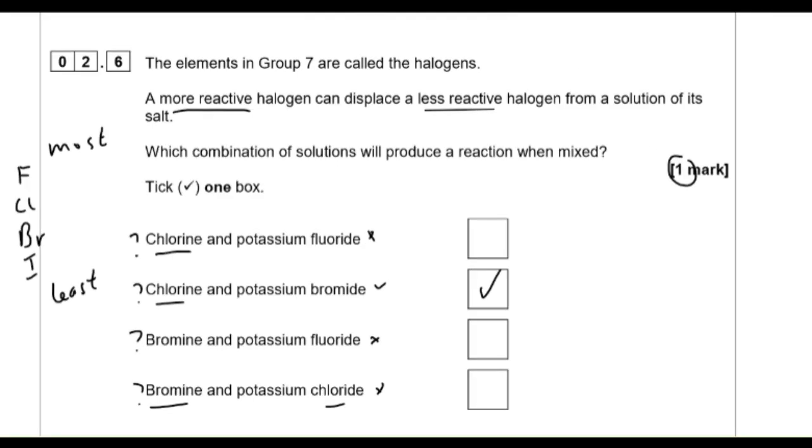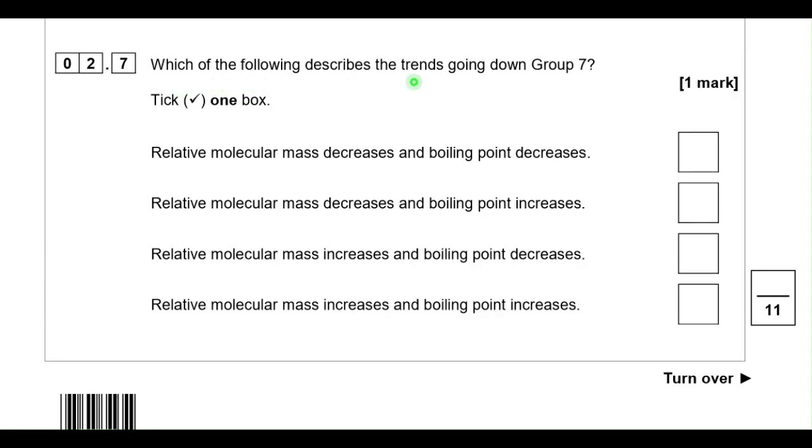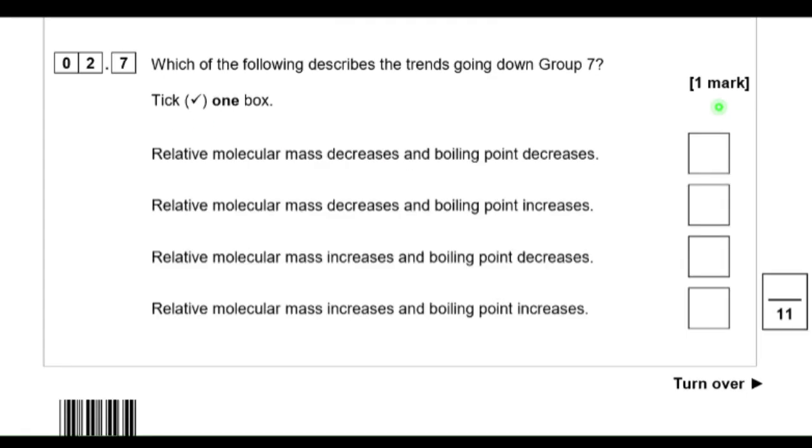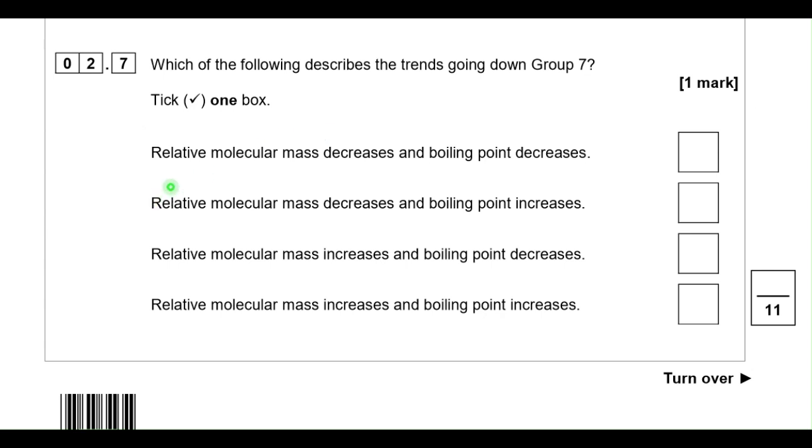Question 2.7. Which of the following describes the trends going down group 7 for 1 mark? Now be careful with this because these all look very similar, so we'll look at how we can get through this. The relative molecular mass decreases and the boiling point decreases. The relative molecular mass decreases and the boiling point increases. The relative molecular mass increases and the boiling point decreases. The relative molecular mass increases and the boiling point increases.